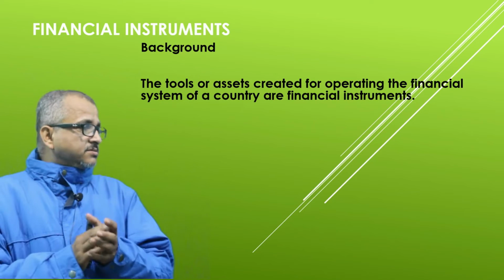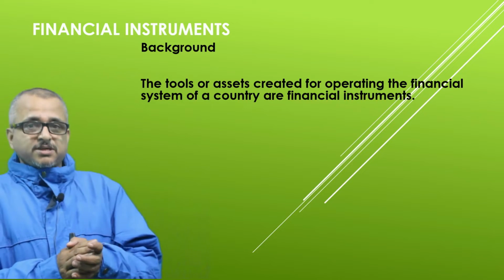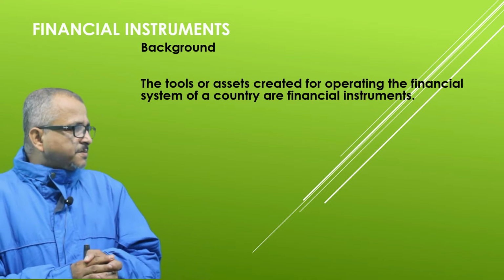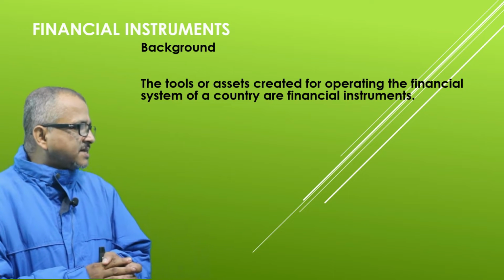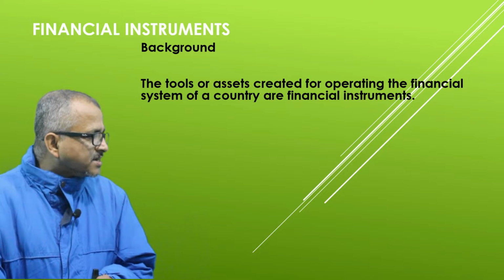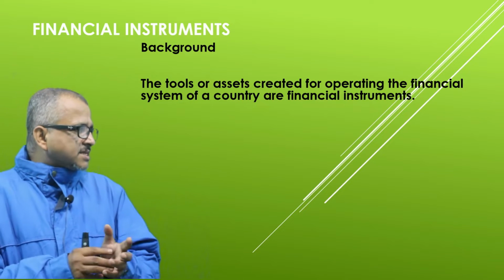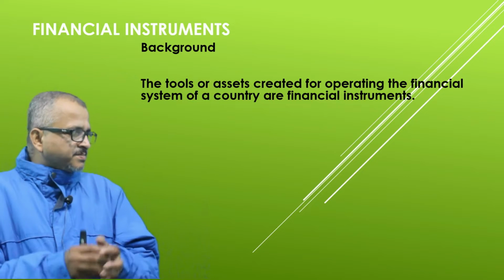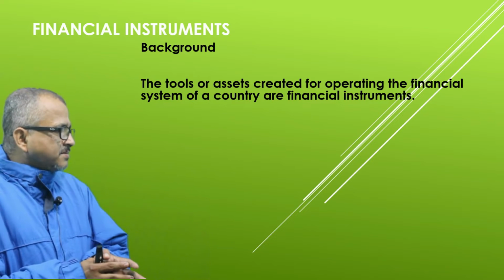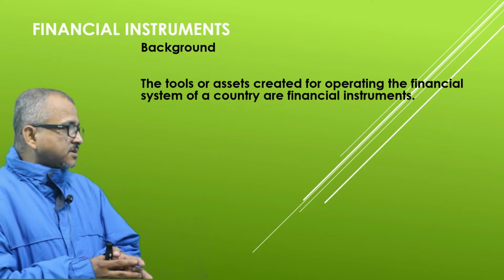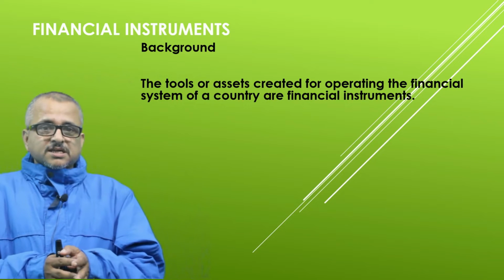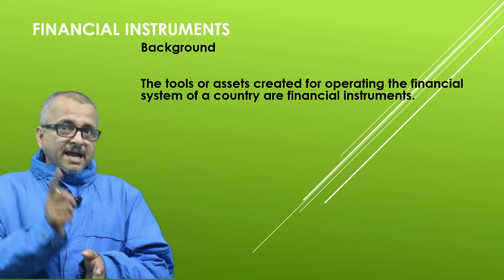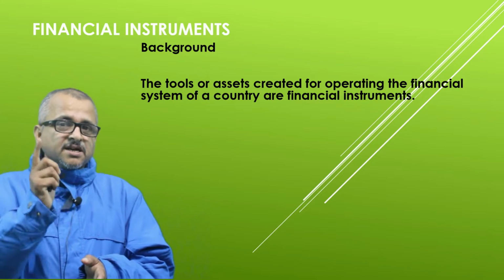From here you would know what financial instrument means. The tools and assets created for operating the financial system of a country are financial instruments. त्यो टुल अथवा त्यो औजार त्यो सम्पत्ति जसले गर्दाखेरि आर्थिक प्रणालीलाई अगाडि बढाउँछ वा सञ्चालन गर्नलाई मद्दत गर्छ भने कुनै पनि देशको त्यसलाई भनिन्छ financial instrument. That's why I told you the knife and the fish hook was the first financial instrument of the world.